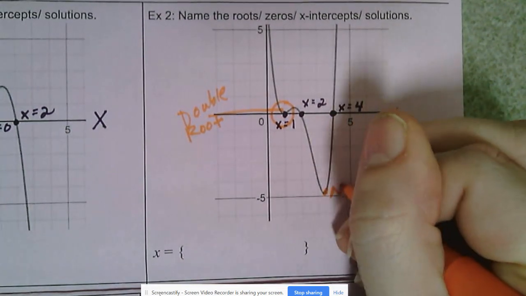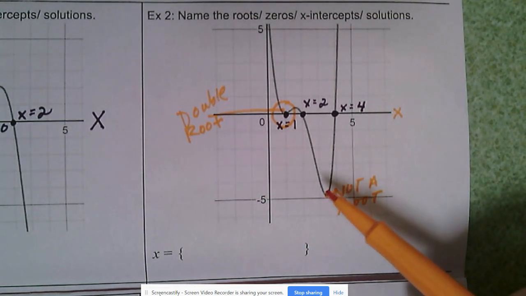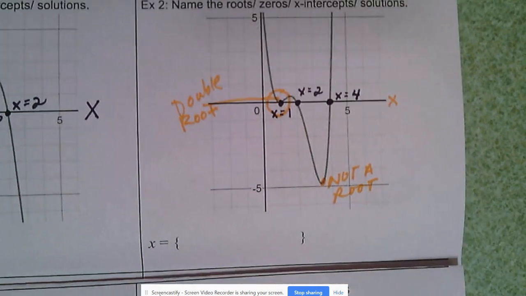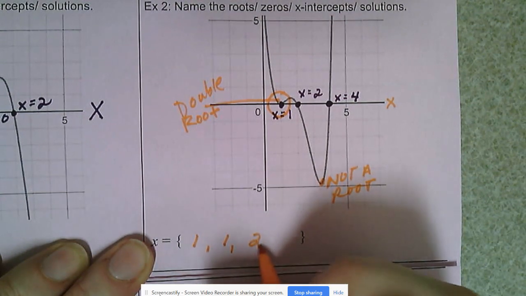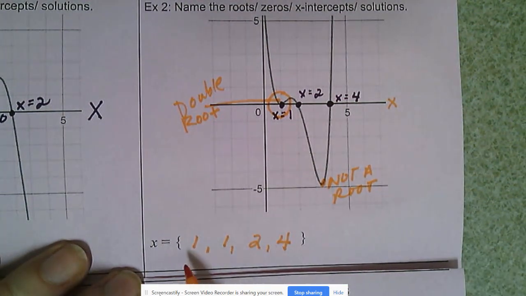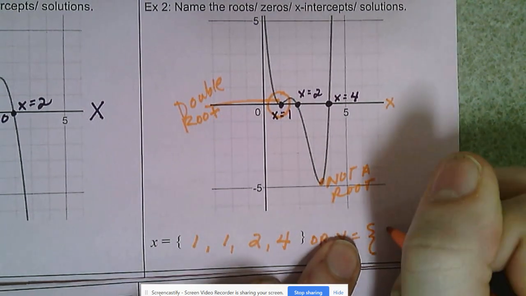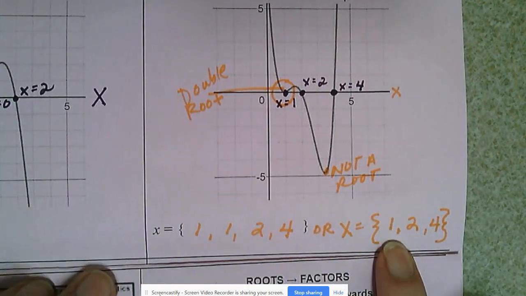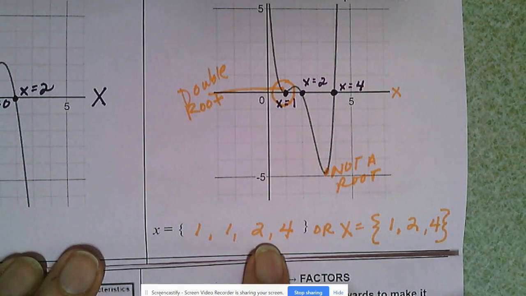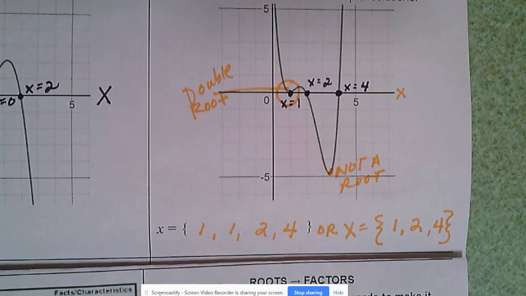So this is not a root. Some people think anywhere that it changes direction like that is a root. This is not bouncing off the x-axis. This is not a root at all. So when we list this, we could list it as 1, 1, 2, and 4. This makes it really clear that I've got a double root right here at 1. Sometimes you'll just see it listed like this. When we list it like this, we're going to give it to you like this just so that you know it's a double root. And that's going to change certain things about the graph.